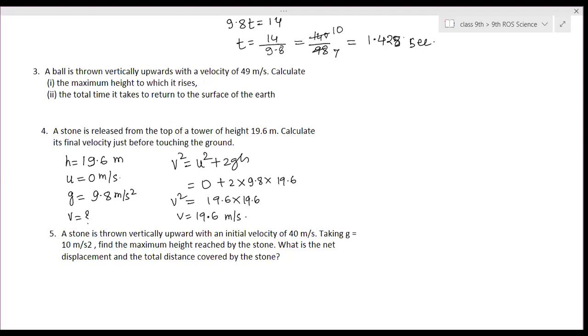Ma'am, the maximum height is 80. Yes, right. Total distance covered is... Ma'am, is the total distance covered 160? Yes, 80 plus 80, 160. I mean, the displacement is 0, right? Yes, because it comes back to its original position.